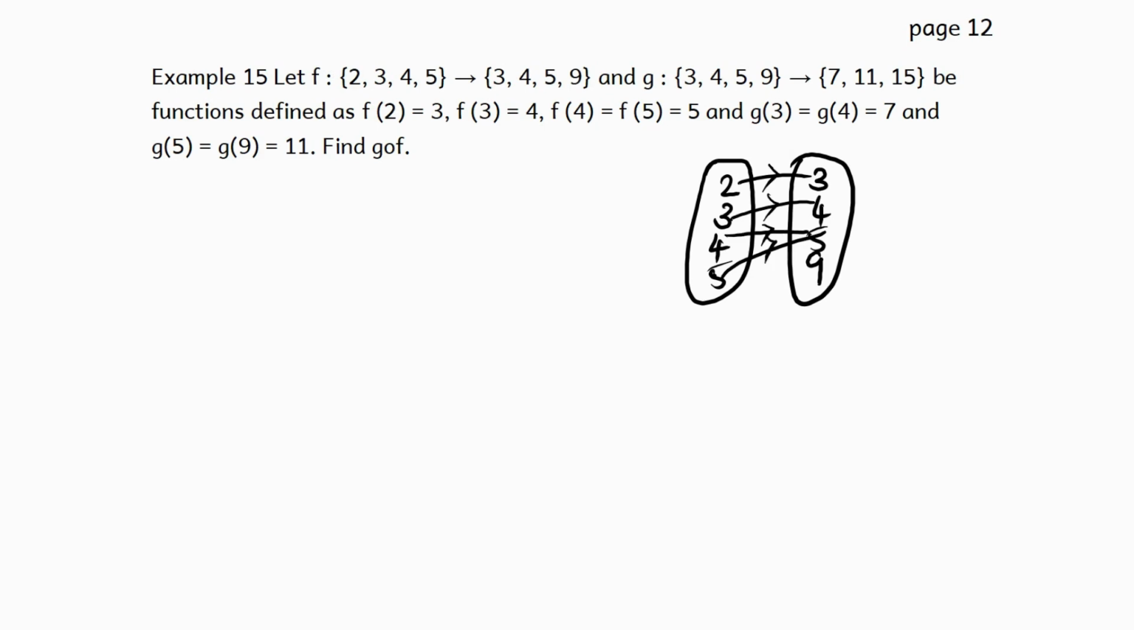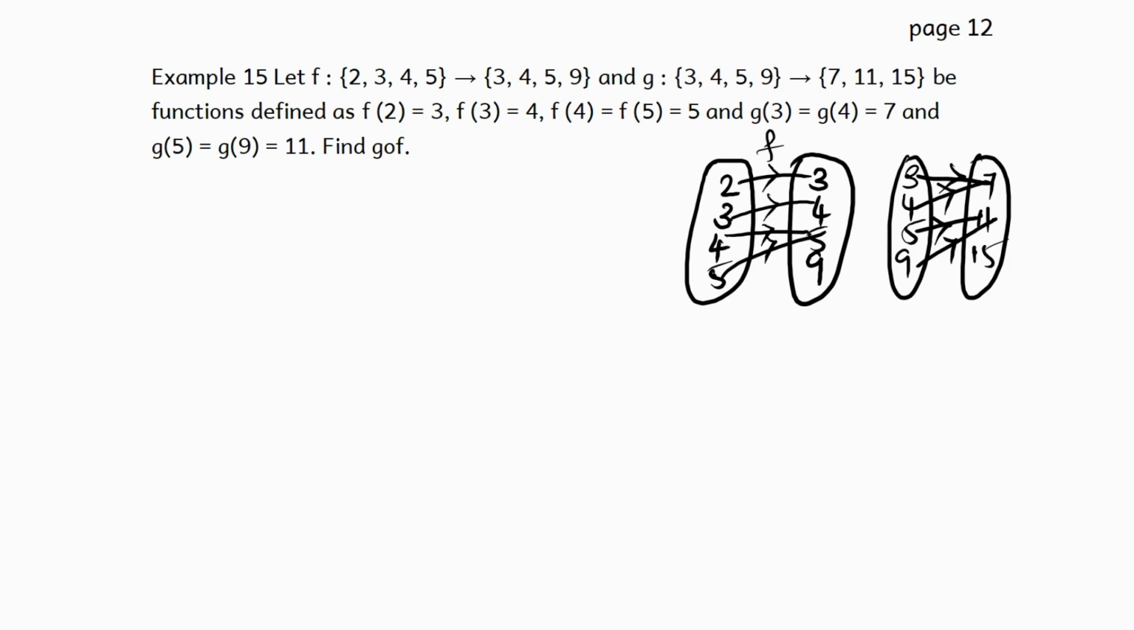In the given function f, f(2) is mapped to 3, f(3) is mapped to 4, and f(4) and f(5) are mapped to 5. Similarly in g, g(3) and g(4) are mapped to 7. This is the condition given, and g(5) and g(9) are mapped to 11.